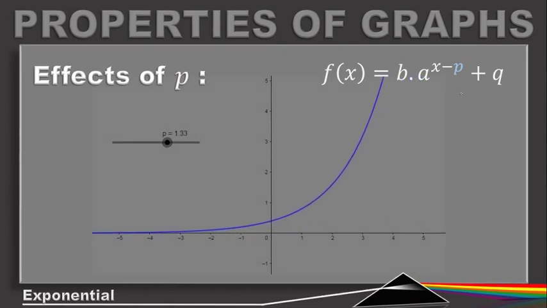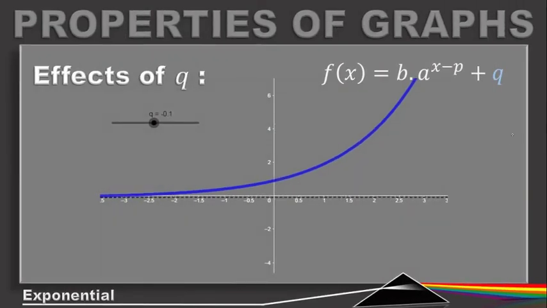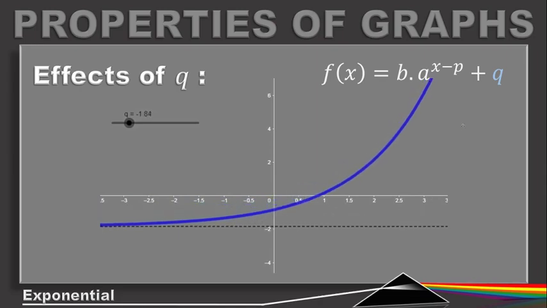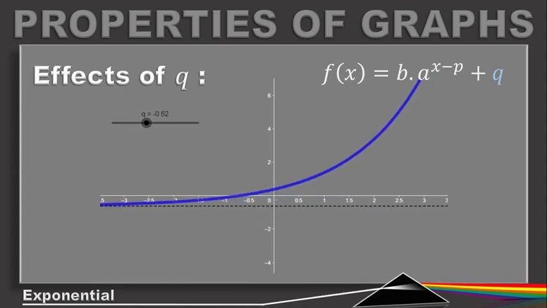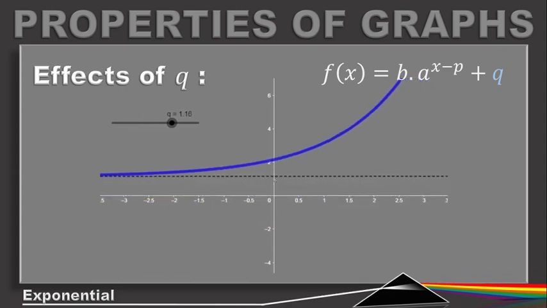And then the effects of the p value. We have the p value over here. When our p value is negative, it moves to the left, and when the p value is positive, it moves to the right. But because our standard form has a negative over here, if you have a minus in your equation, the function actually moves to the right, and when you have a positive, it actually moves to the left. Then the effects of q. When q is negative, the graph goes down. Notice how the asymptote moves with the graph. And when q goes to positive, the graph moves up.